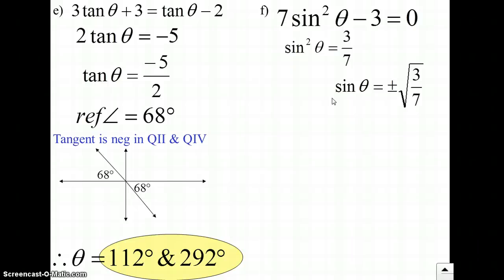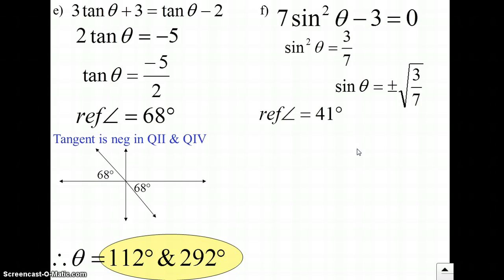From here, I want to find the reference angle. Again, I'm going to ignore the signs and use the positive ratio. I'm going to go second function sine of the square root of 3/7. If you do that properly, you're going to get an angle of 41 degrees. So the reference angle is 41 degrees.